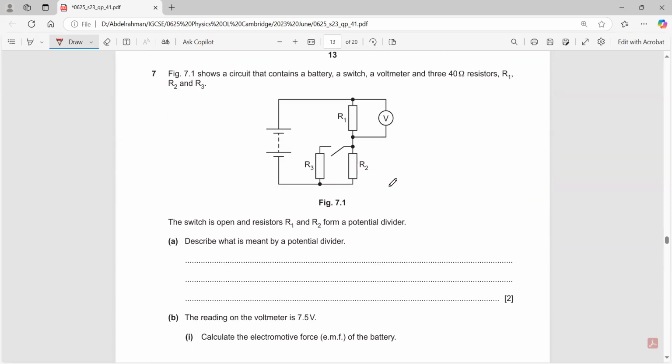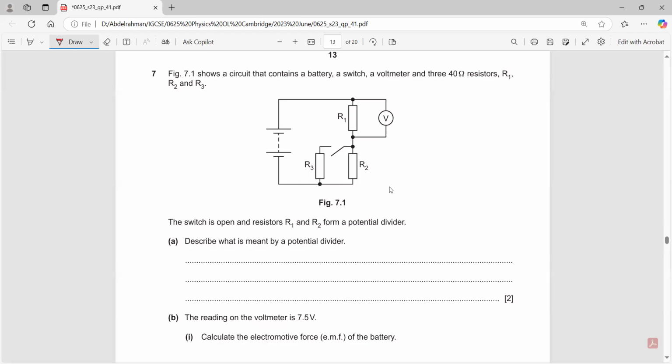Figure 7.1 shows a circuit that contains a battery, a switch, a voltmeter, and 40 ohm resistors R1, R2, and R3. They're all 40 ohms. The switch is open, so only R1 and R2 are on.